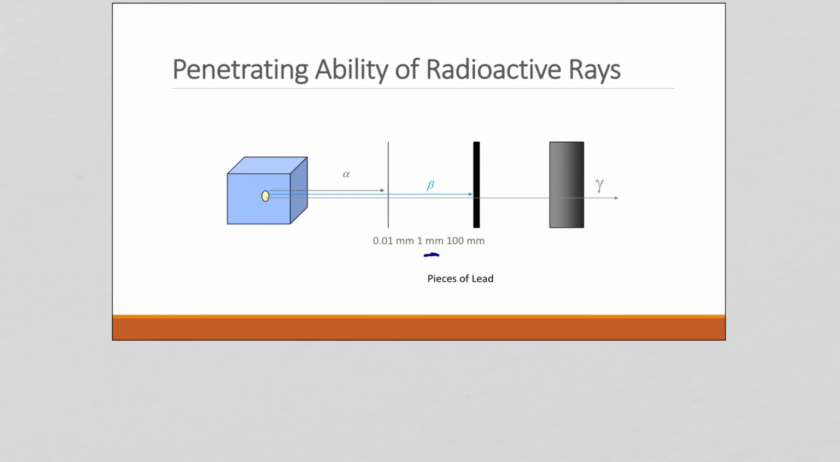Gamma rays can penetrate even fairly thick sheets of lead, up to 100 millimeters, or 10 centimeters thick of lead. But again, they have the lowest ability to ionize of the three.